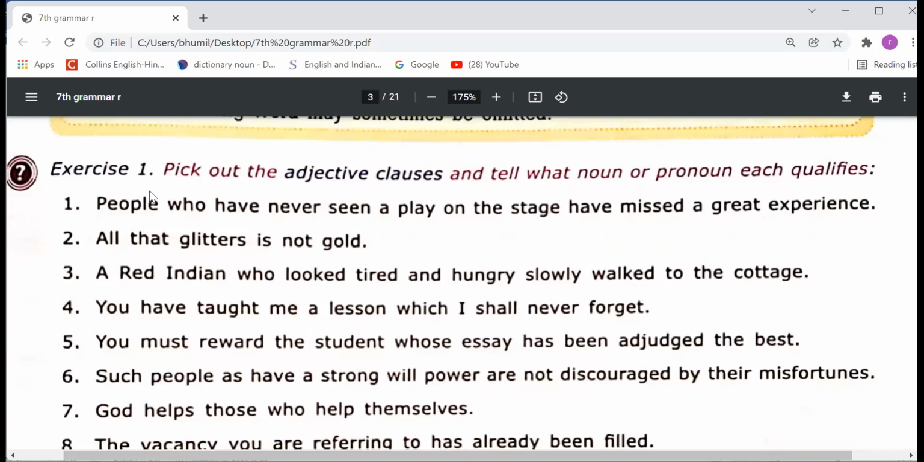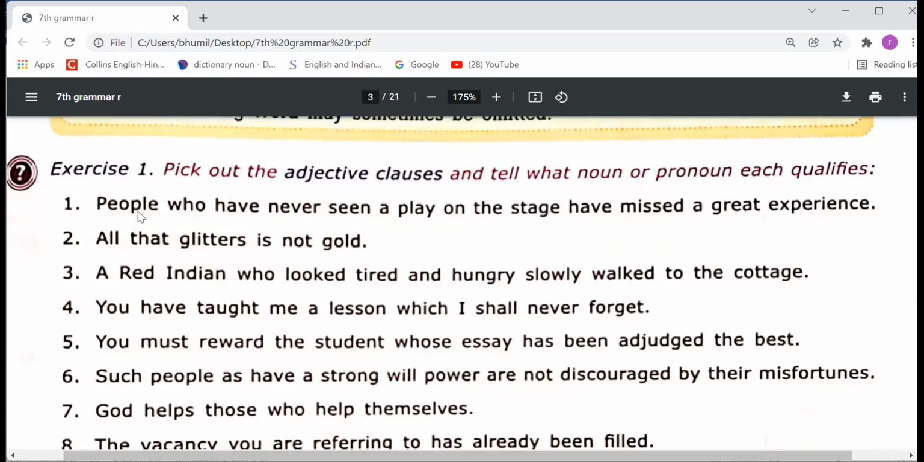describing the people who have not seen a play on the stage, यानी कि ऐसे लोग जिन्होंने स्टेज पर प्ले नहीं देखा है, बहुत बड़े एक्सपीरियंस को मिस कर दिया. So who have never seen a play on the stage, this part is called an adjective clause, and this part is describing the word people, and people, you know that is a noun, okay? So in this way, dear students, you have to let me know.